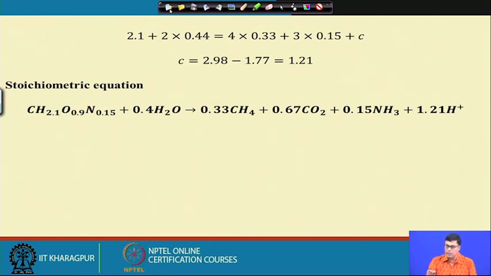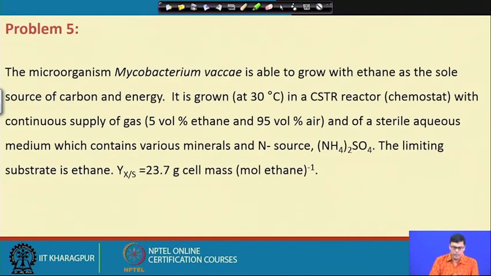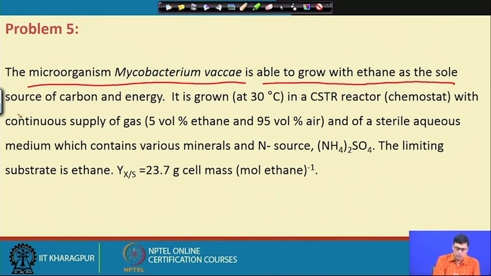Okay. Now, let me go to the next problem. The next problem is very interesting. If you look here, the microorganism Mycobacterium vaccae is able to grow with ethane as the sole source of carbon and energy.